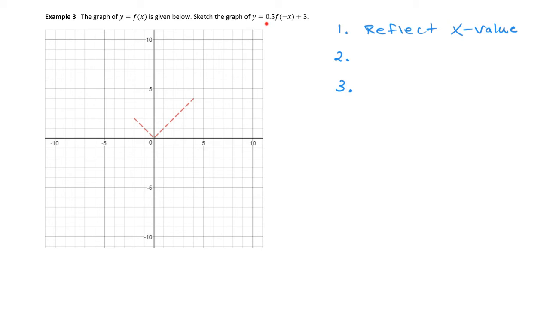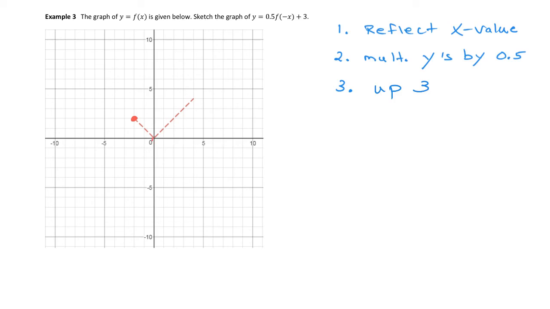Then we have this 0.5. Now, again, everything else is now outside of the function. We're taking half of the y values. So you could write this however you like. Maybe just say, multiply the y's by 0.5. Same thing as saying dividing the y values by 2. And the last thing is the plus 3 at the very end, and that means up 3 places. Okay, so this is up 3.